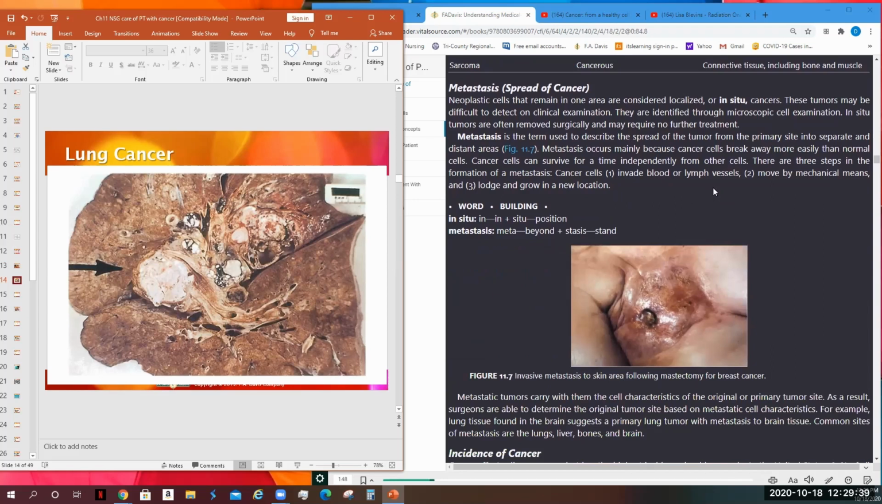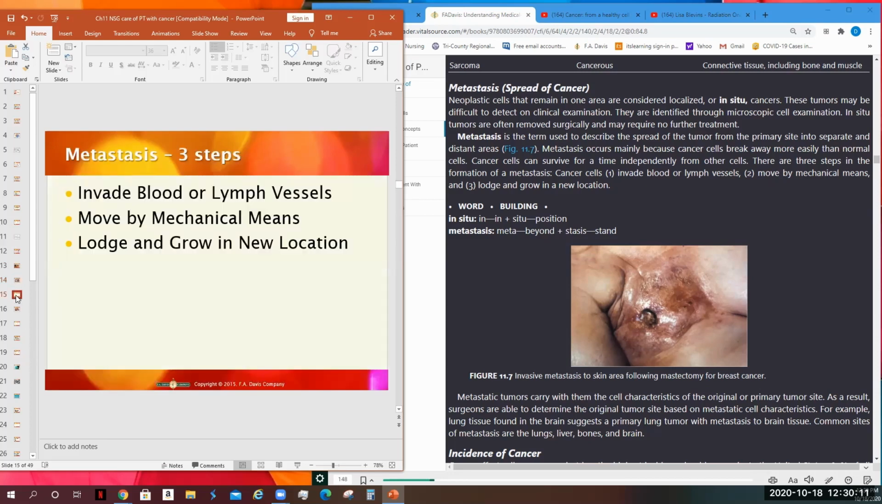Metastasis, or spread of cancer. Neoplastic cells that remain in one area are considered localized or in situ cancers. These tumors may be difficult to detect on clinical examination. They are identified through microscopic cell examination. In situ tumors are often removed surgically and may require no further treatment.